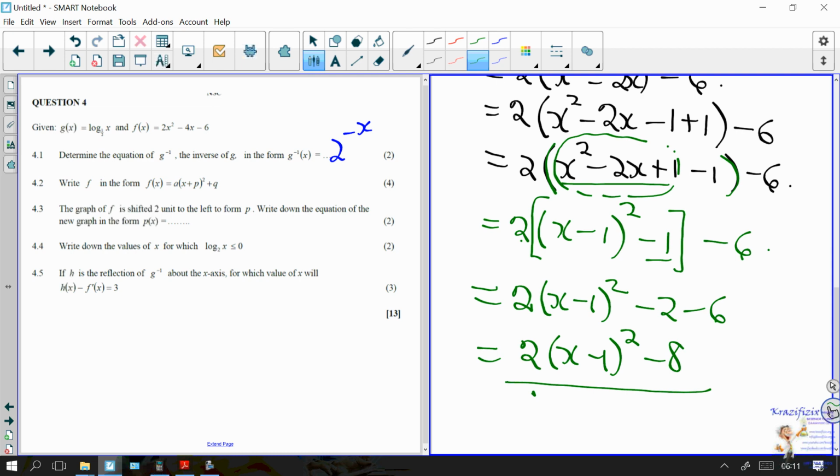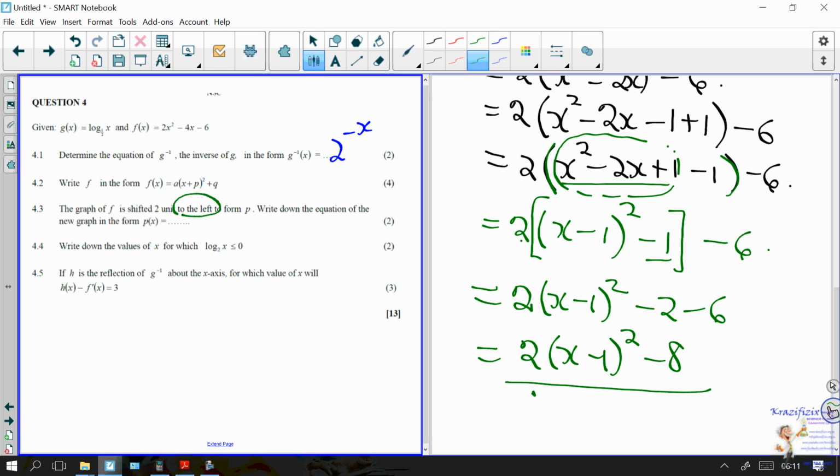The graph of f is shifted 2 units to the left. Please, you need to watch that again and rewind. The graph of f is shifted 2 units to the left. We need to know that.